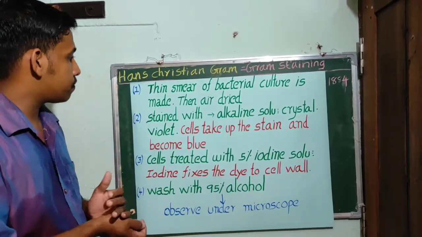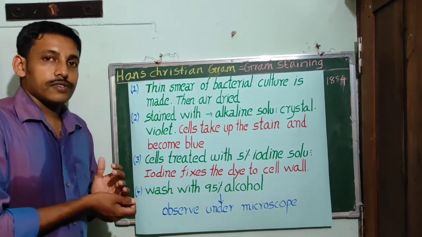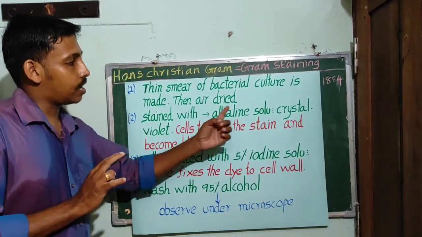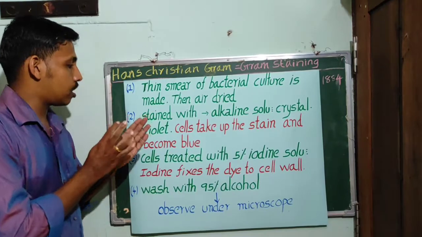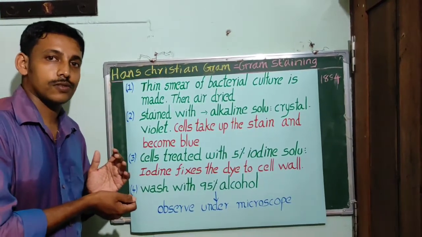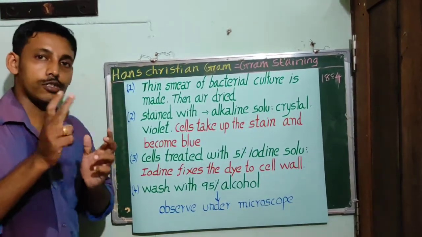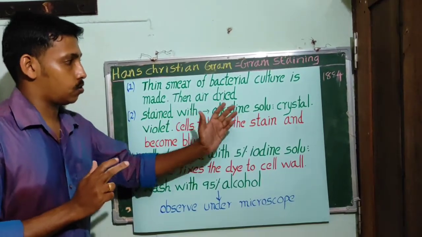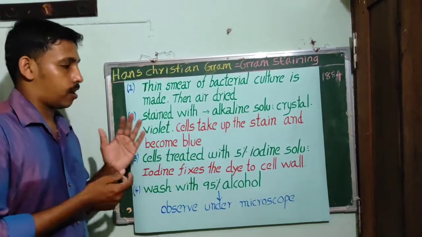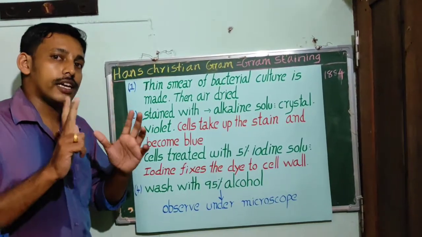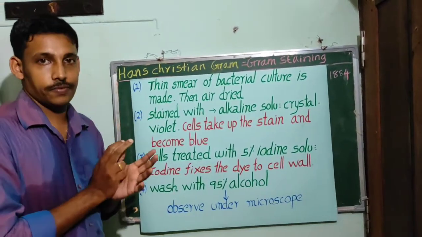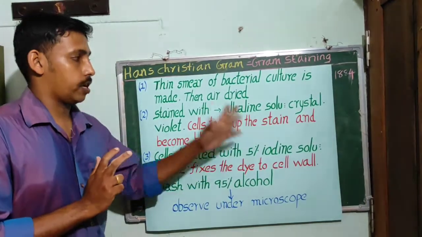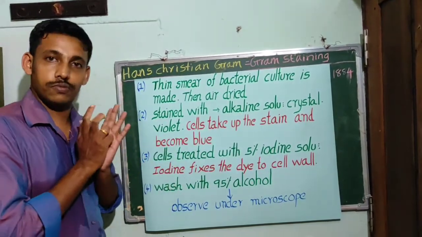The second step: the smear is stained with alkaline solution of crystal violet. In this next step, what we are doing is the smear is stained with alkaline solution of crystal violet. Then what can we observe at that time? The cells take up the stain and become blue.